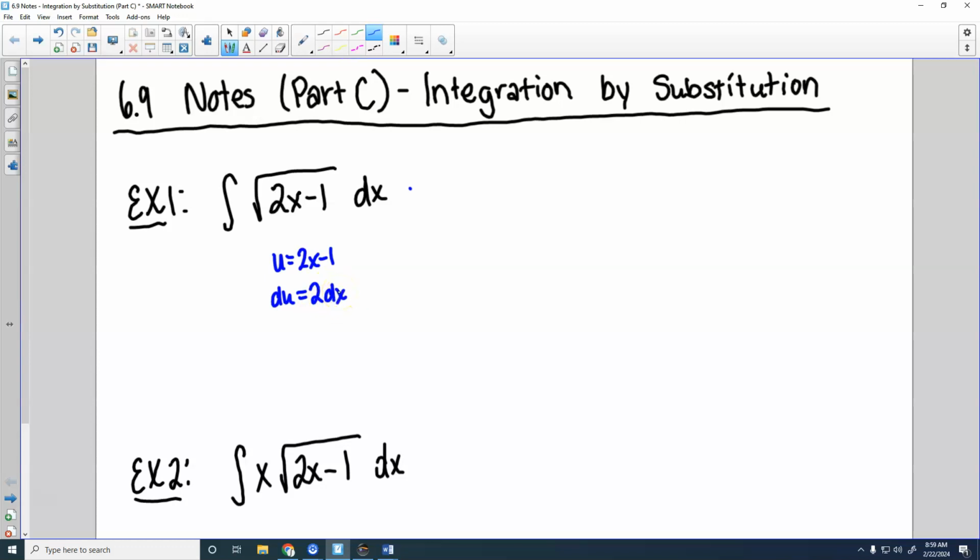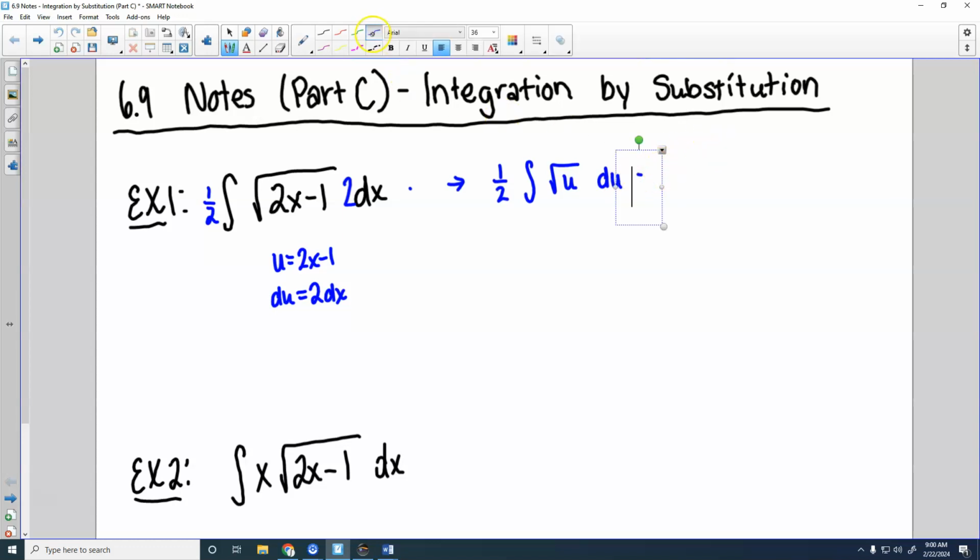We do not have a 2 with our dx, but we can just multiply that dx by 2. What will we have to put out front? 1/2. All right, so if we switch everything to u's, we're going to have 1/2 integral square root of u du. I would rather write this with fractional exponents, so that would be u to the 1/2 du.